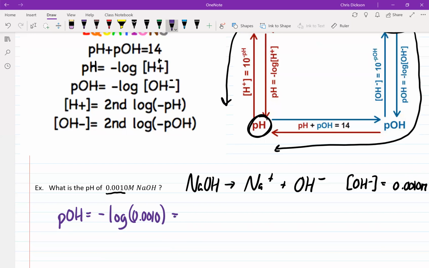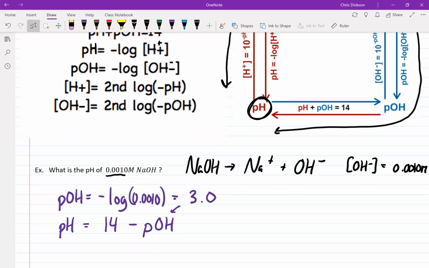And so that should give me 3, but let's confirm that. Negative log 0.001 is 3.0. And now we're going to look at the pH of that. The pH should equal 14 minus the pOH. It's just the formula, so we're going to plug that in. Basically we're doing 14 minus 3, so our pH should be 11.0. And of course 11 plus 3 equals 14. So easy peasy, lemon squeezy.